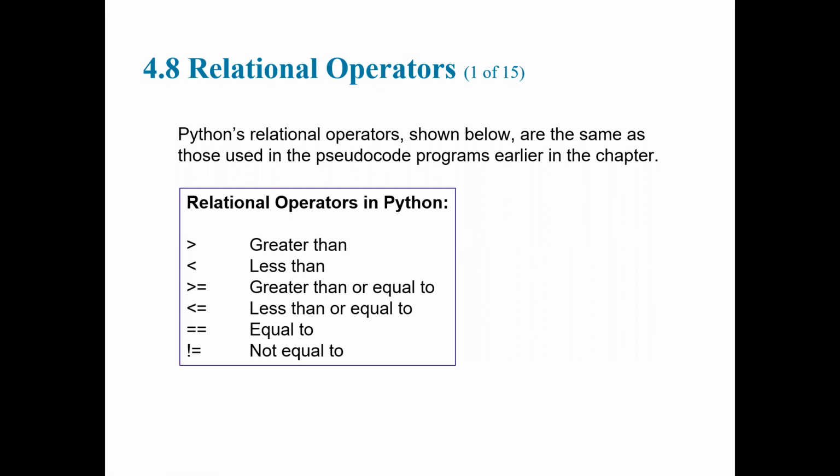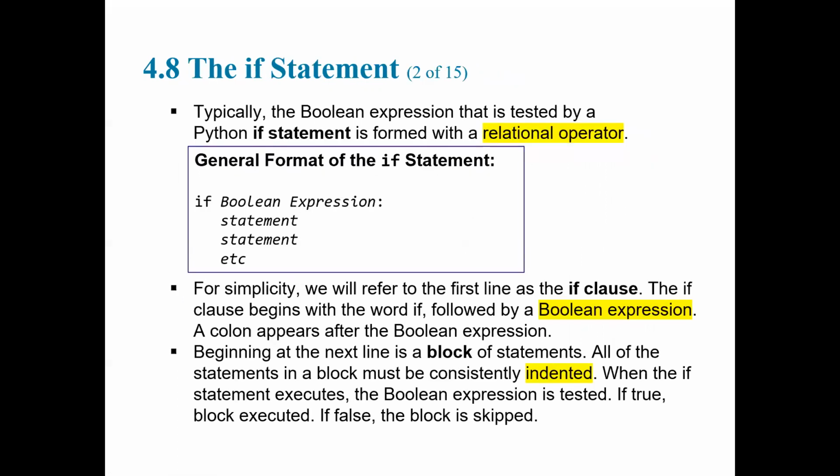It's a common problem. So when we create our if statements to help us make decisions, we'll be forming Boolean expressions. And relational operators are many times used to help us create these Boolean expressions. So typically the Boolean expression that is tested by a Python if statement is formed with a relational operator. The general format of an if statement is if Boolean expression, colon, and then we put the statements in a block.